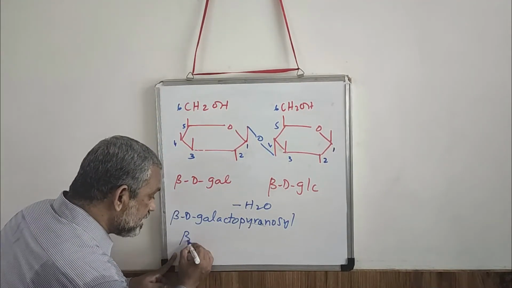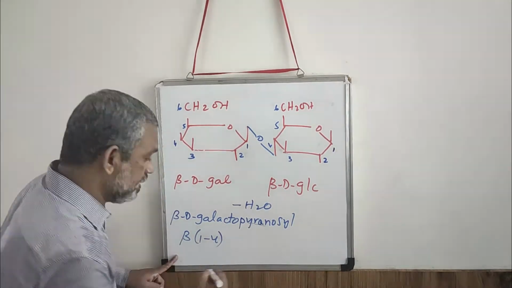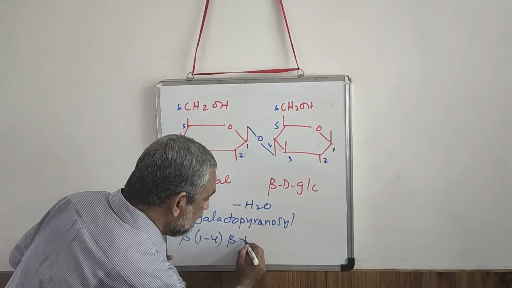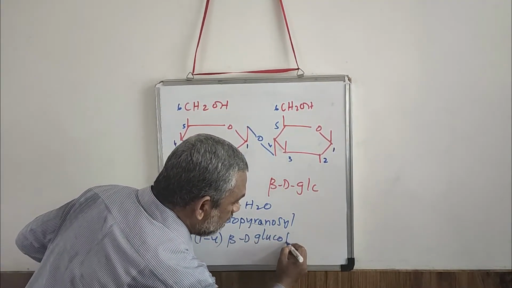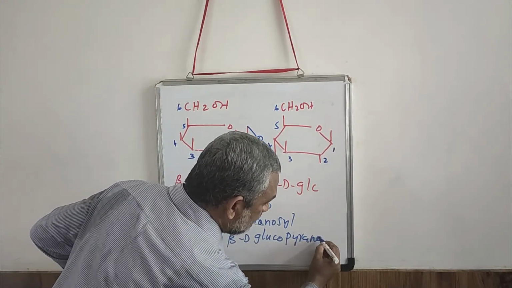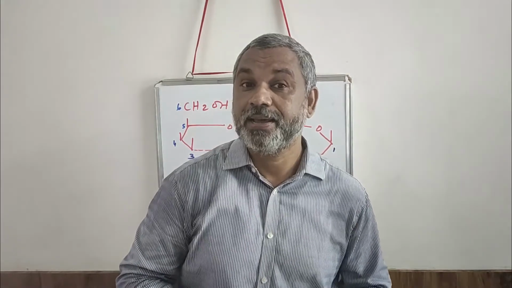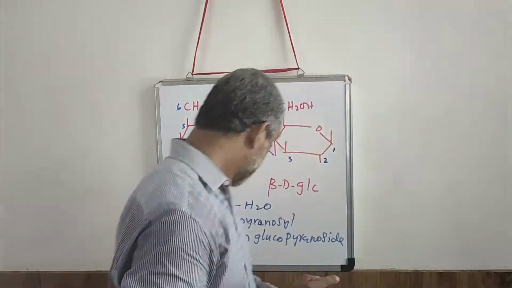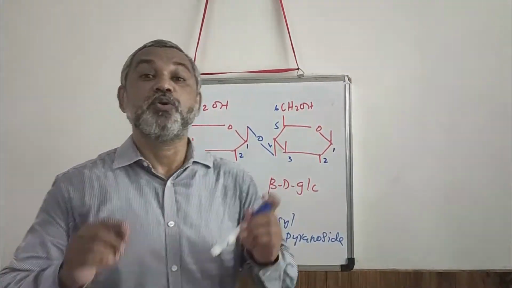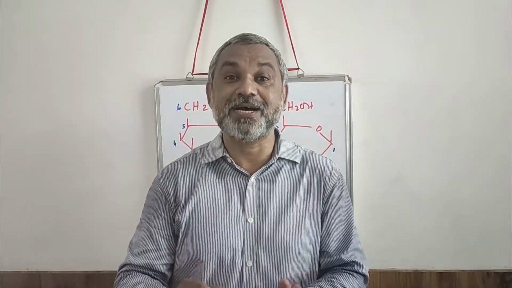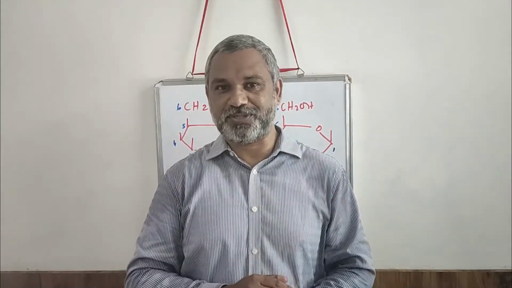Now beta 1,4 beta-D-glucopyranoside. So beta-D-galactopyranosyl beta 1,4 beta-D-glucopyranoside is the name of lactose.